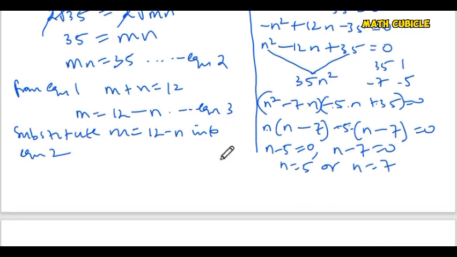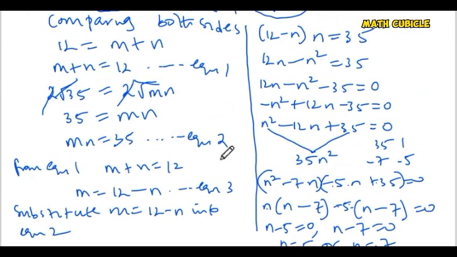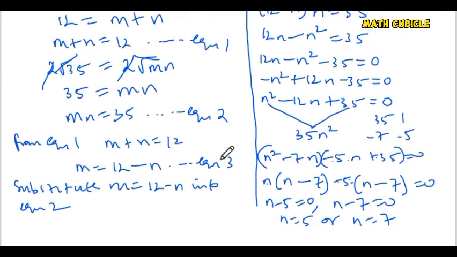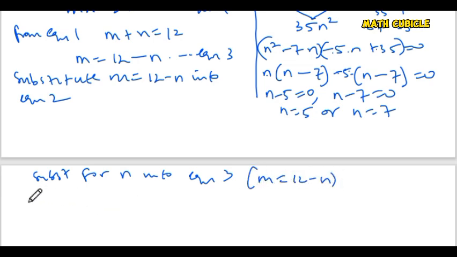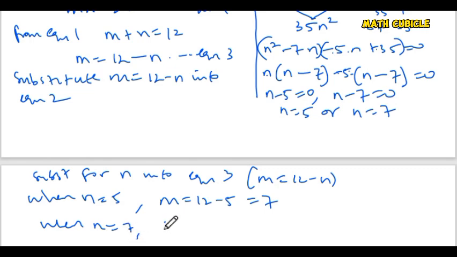Now to get m, we'll go back to equation 3. So substitute for n into equation 3. Remember, equation 3 is m is equal to 12 minus n. So when n is equal to 5, m is 12 minus 5, which is equal to 7. And when n is equal to 7, m is 12 minus 7, which is equal to 5.